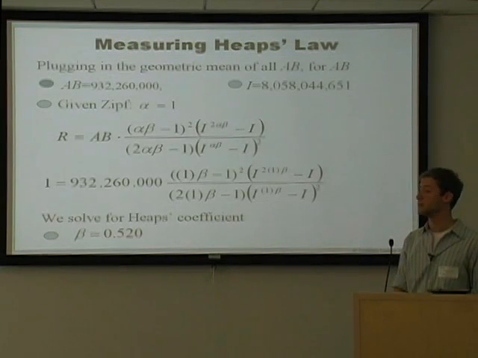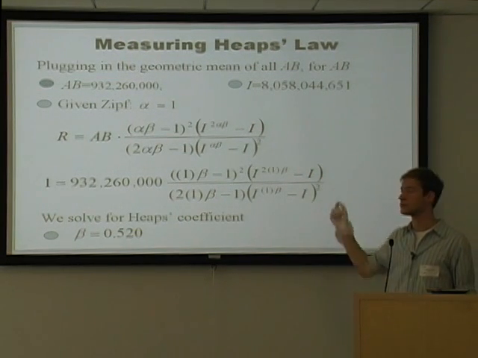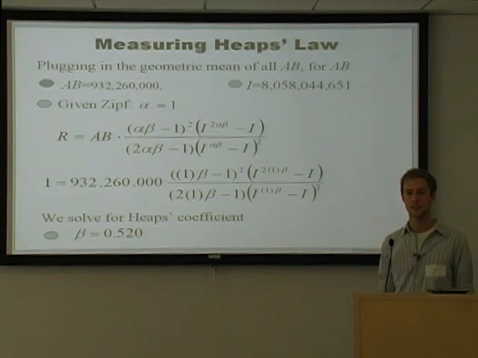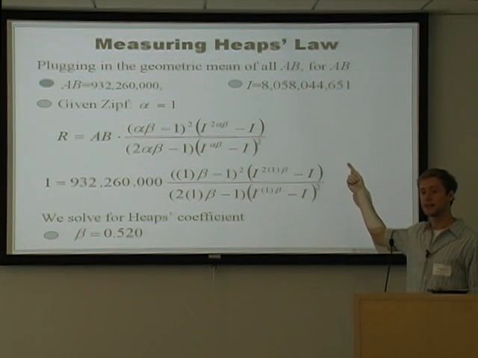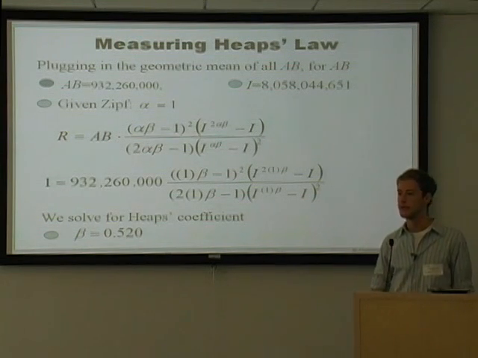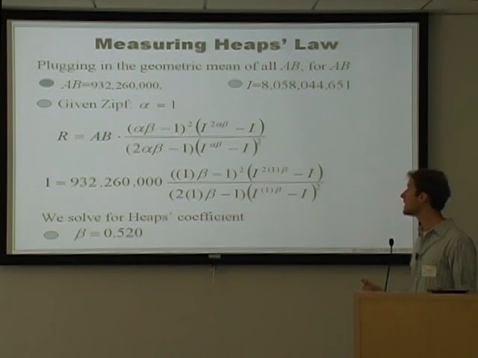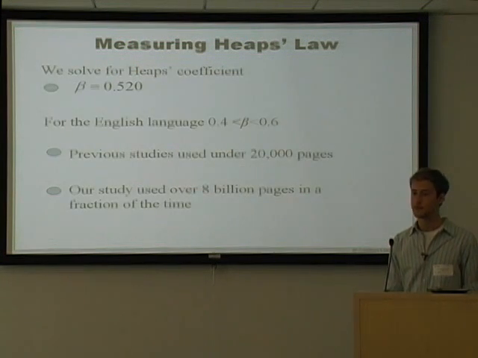So with the geometric mean of A times B, we can plug it into our formula for the number of results. And of course, setting R equal to 1, because all of those points had one result. We're going to take the Google homepage as around 8 billion. And the Zipf law exponent we're going to take from Adamic and Huberman and set that equal to 1. So the one that's left is beta, which we can solve computationally for and come up with beta equal to 0.52, which fits nicely between 0.4 and 0.6, as other results have shown.